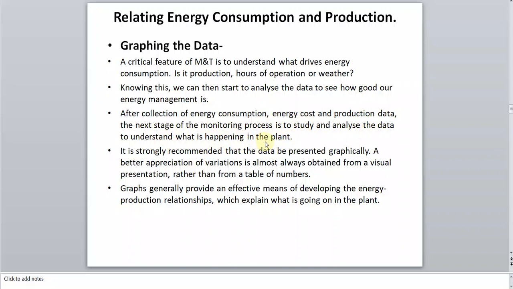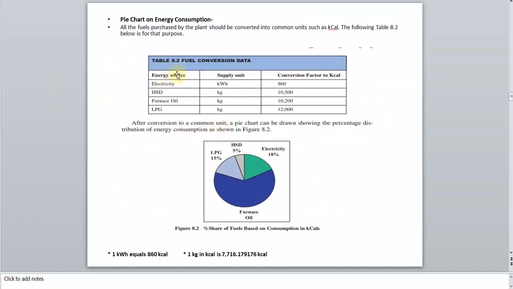For example, there are two different methods by which we can display the data. First of all, in terms of a table, and second in terms of graphical representation. A table means like this. If you can see here, this is Table 8.2, fuel conversion data. This is just a visual representation of the data. And second, in the next figure you can see a pie chart. This is a graphical representation of data.